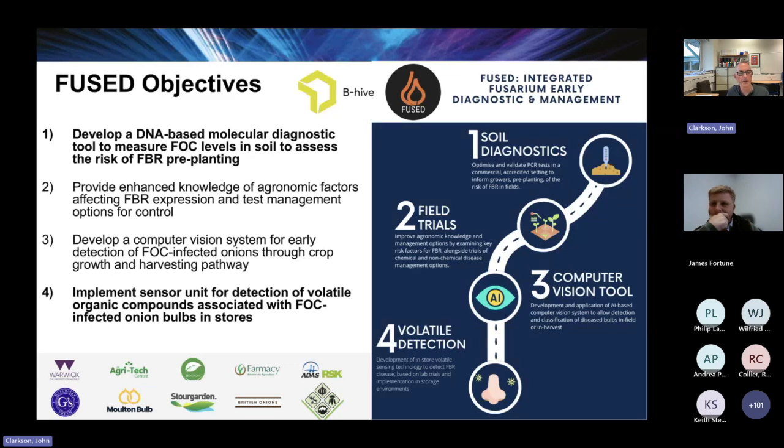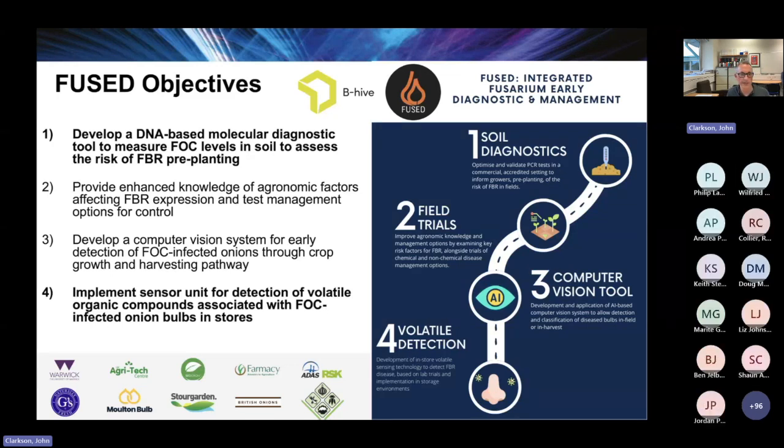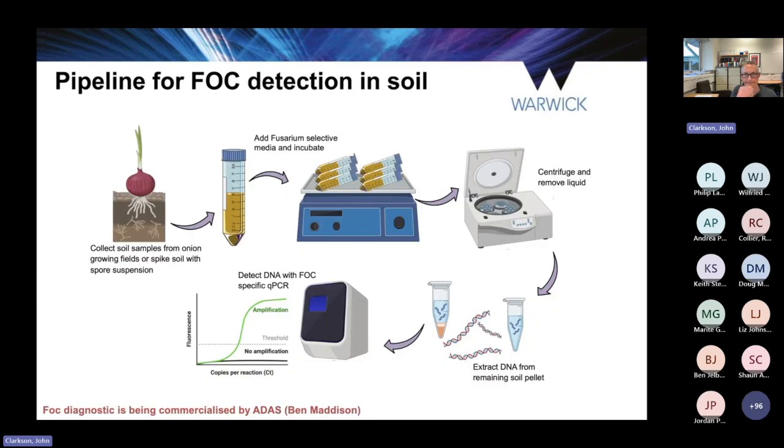And finally, the last part of this project is to look at a volatile gas detection system, which we're also working with at Warwick, and this is work led by James Covington in engineering. The idea is to implement some sort of sensor unit to detect these volatiles associated with infection of onion, to detect the pathogen in store, particularly during the curing and drying phases. So I'm going to talk a little bit about 1 and 4 here.